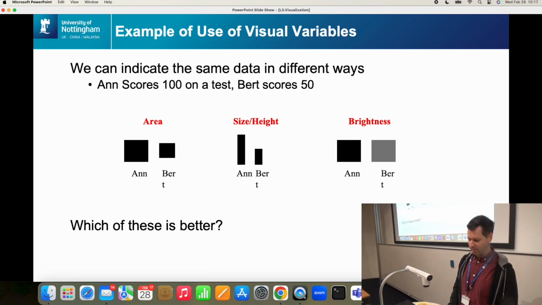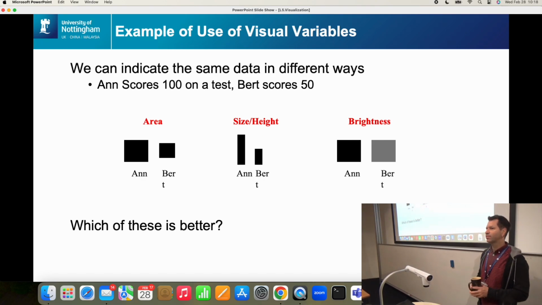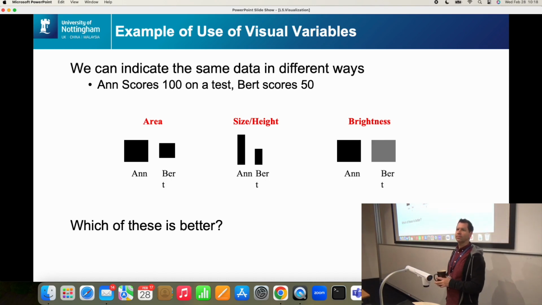We can indicate the same data in many different ways, right? Here's some examples. We can indicate test scores with an area, a height, or brightness, right? And then the question is, which one of these is better? Anybody want to guess? How would we find out which of these is better? If we wanted to answer that question.